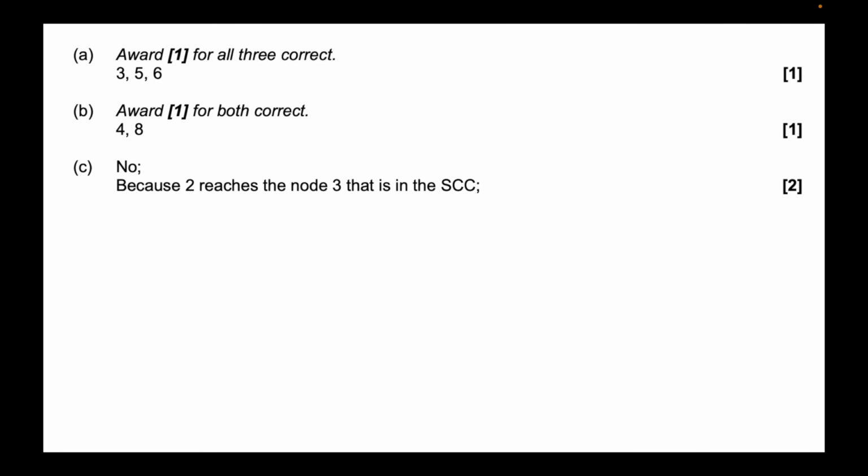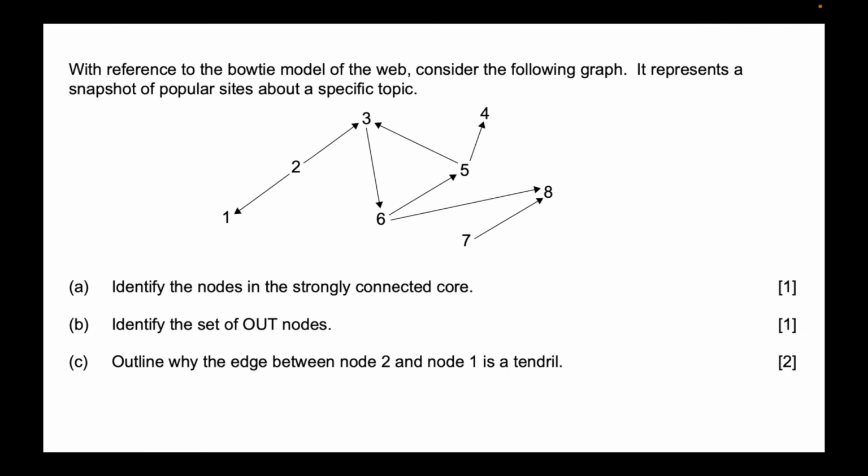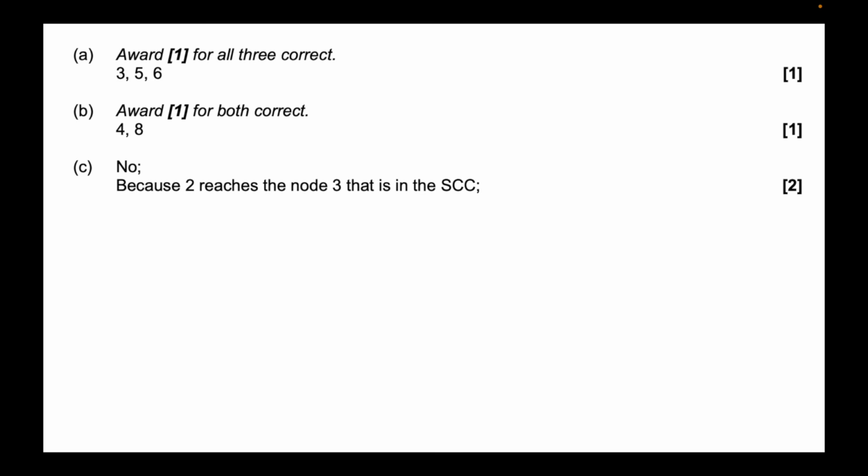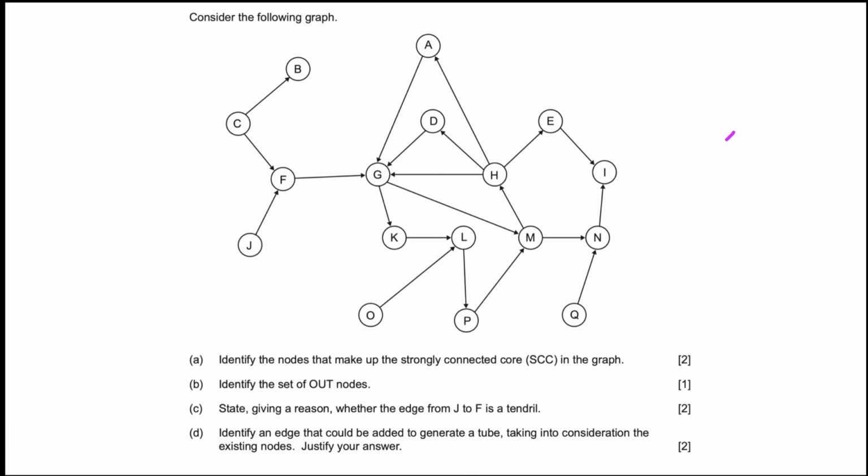And I think the "no" here is referring to why 2 to 3 is not a tendril. It's because 2 reaches the node 3 that is in the SCC, which makes it an in node. So that being said, let's look at another question, given that these are the most common for the HL component of the exam. Okay, so let's cover one last question involving directed graphs, a more complex one, just to give you an idea of what a more difficult question would look like in this respect.